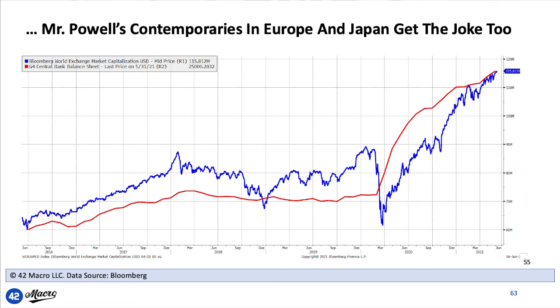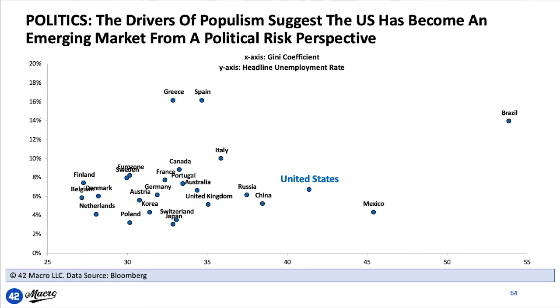On slide 64, love talking about this. This is one of my favorite charts on the macro. This is how I contextualize political risk, and I do that through the lens of the Gini coefficient on the x-axis, and on the y-axis is the headline unemployment rate. You put those two factors together, what I would consider to be the drivers of populism. It basically suggests that the U.S. is an emerging market now from a political risk perspective. Like we've separated from the pack, where all the developed market economies are in Europe and Japan.